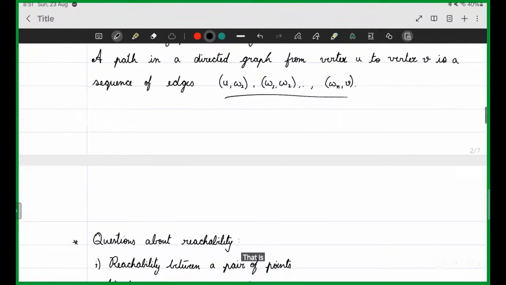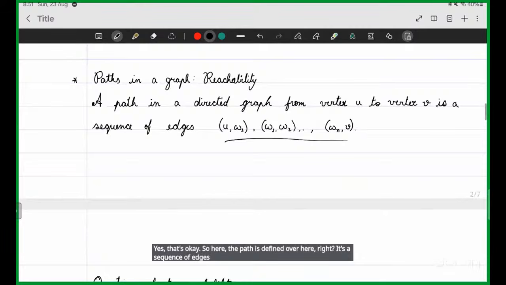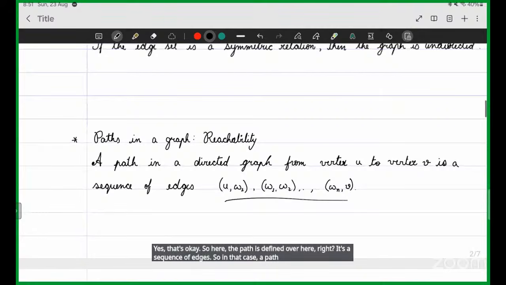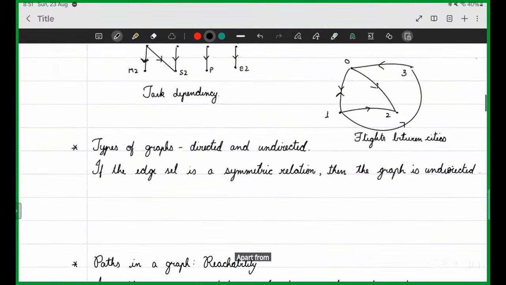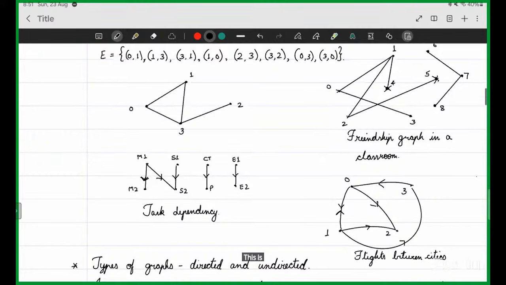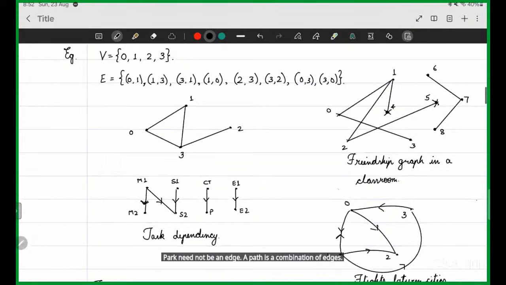Yes, that's okay. So here, the path is defined as a sequence of edges. In that case, a path from 4 to 5 would be 4, 1, 1, 2, 2, 5. This is a path. A path need not be a single edge. A path is a combination of edges.